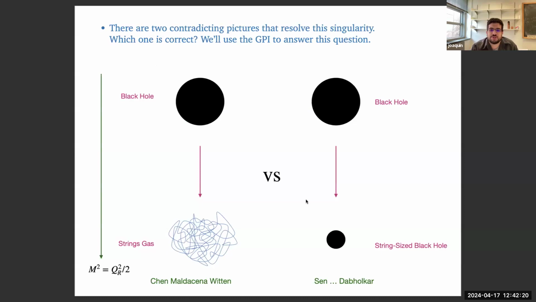There are two contradicting pictures that resolve the singularity, so that was also a motivation of this work. We want to understand which one is correct, and we will use the gravitational path integral to answer this question. The two contradicting pictures in the literature are, let me start with the one on the right, the older one. This one was proposed by Sen in the 90s, and it was actually the first example of a black hole microstate counting in string theory, before Strominger and Vafa.